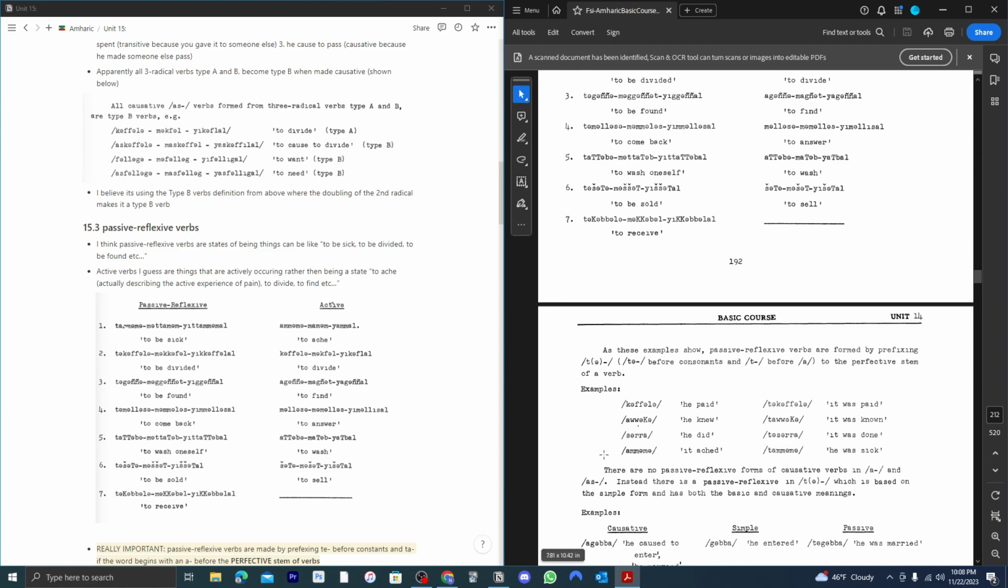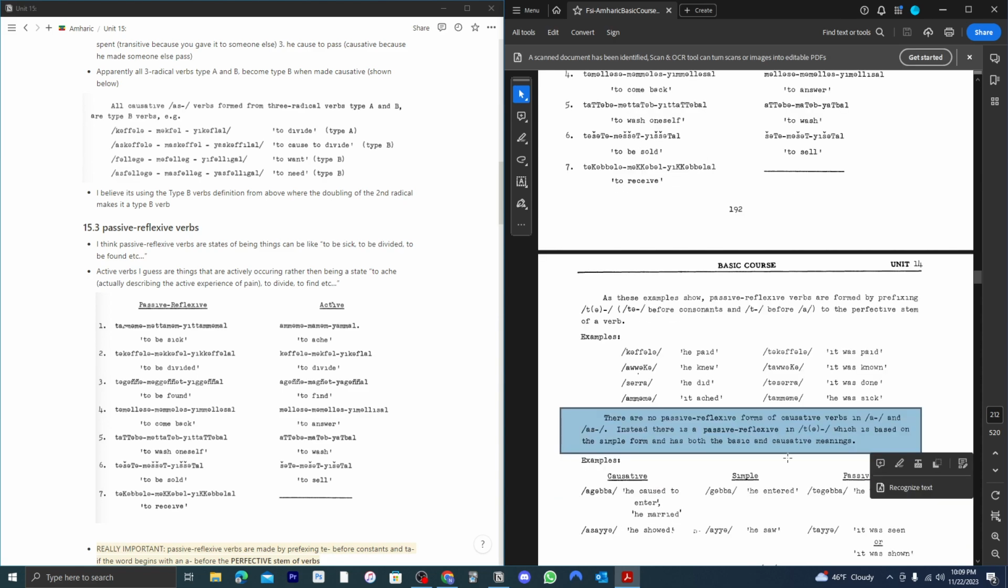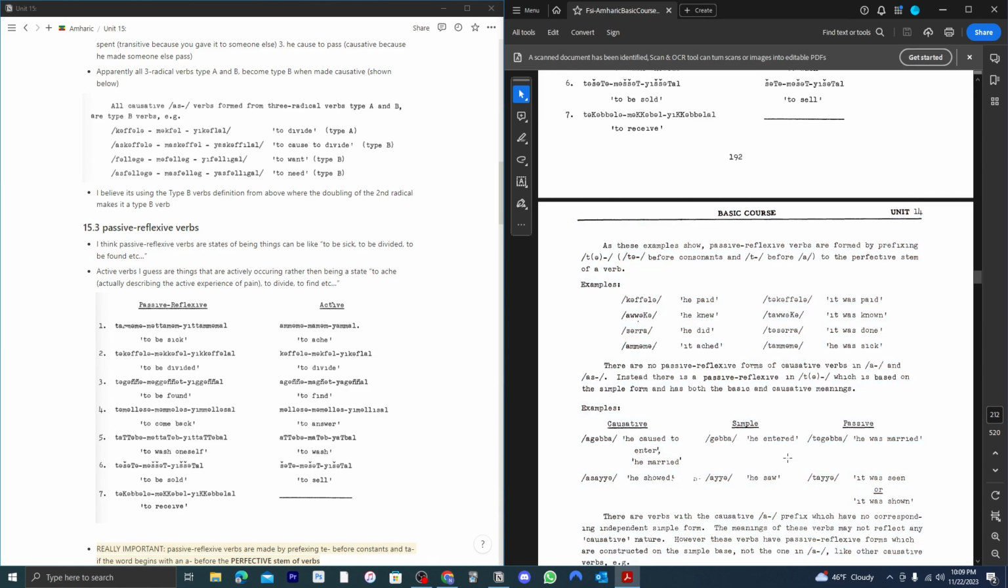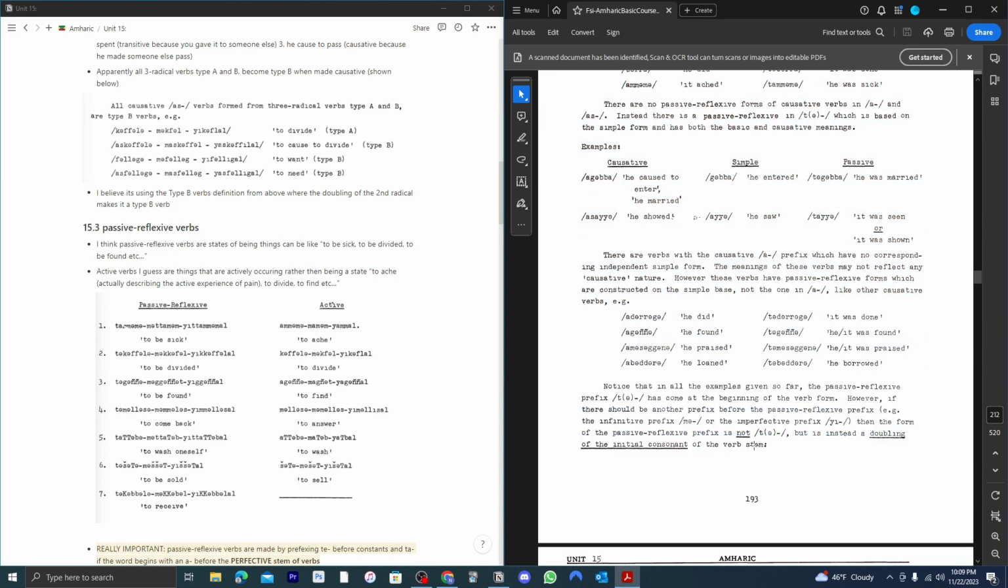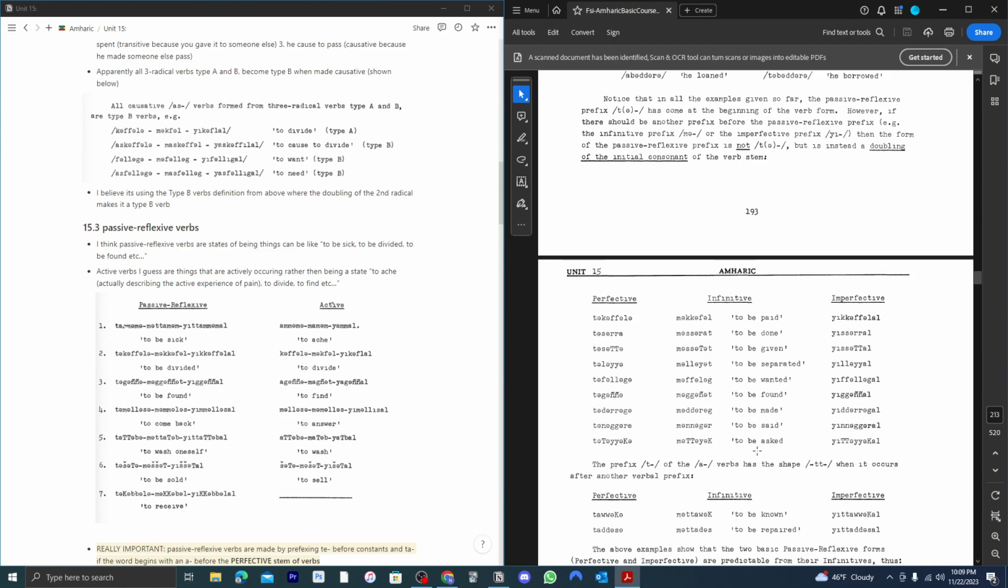There are no passive reflexive forms for causative verbs in A and S. Instead, there's a passive term, which is based on the simple form as both the causative and meaning. I'm trying to find it. Yeah, it explains it a little bit down here.